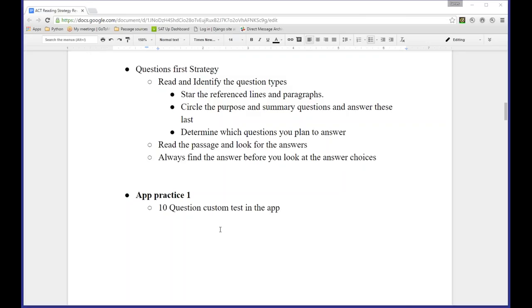And pick 2 to 4. Don't overwhelm it. Don't try and get all of them at one time. Because even on test day, you're not going to see all the question types on all the passages every time. Depending upon the passage, they will have different kinds of questions.